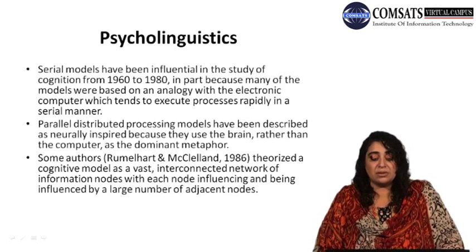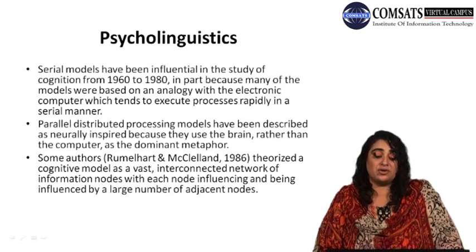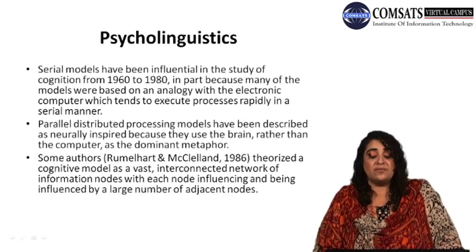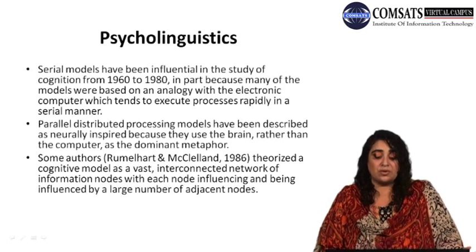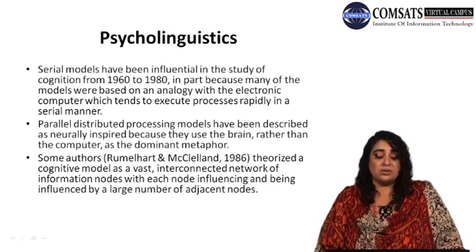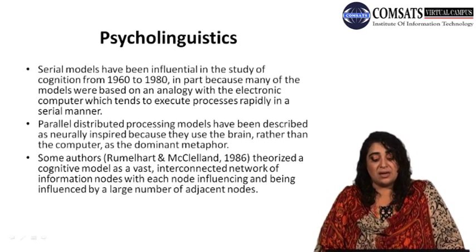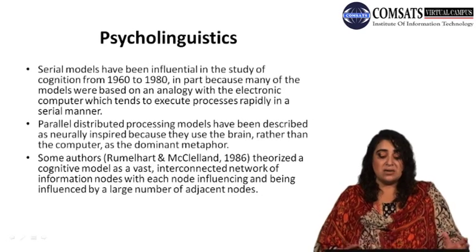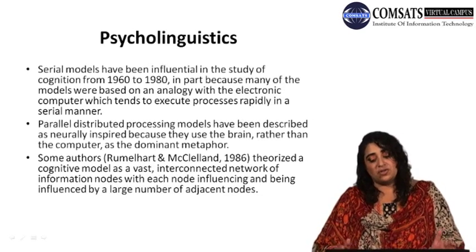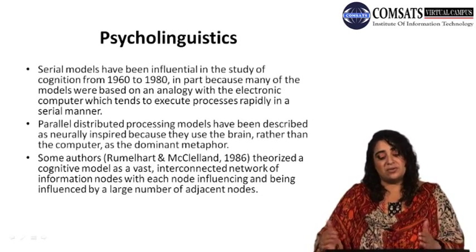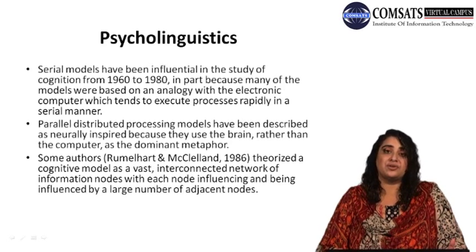Some authors, Rumelhart and McClelland in 1986, theorized a cognitive model as a vast interconnected network of information nodes, with each node influencing and being influenced by a large number of adjacent nodes. So some authors, unhone cognitive models ko theorize kiya tha as an interconnected network of information nodes, yaani interconnected network unke dekhne ke liye ki each node jo hai wo kis tarah dusre ko influence karta hai, to a larger number of adjacent nodes.